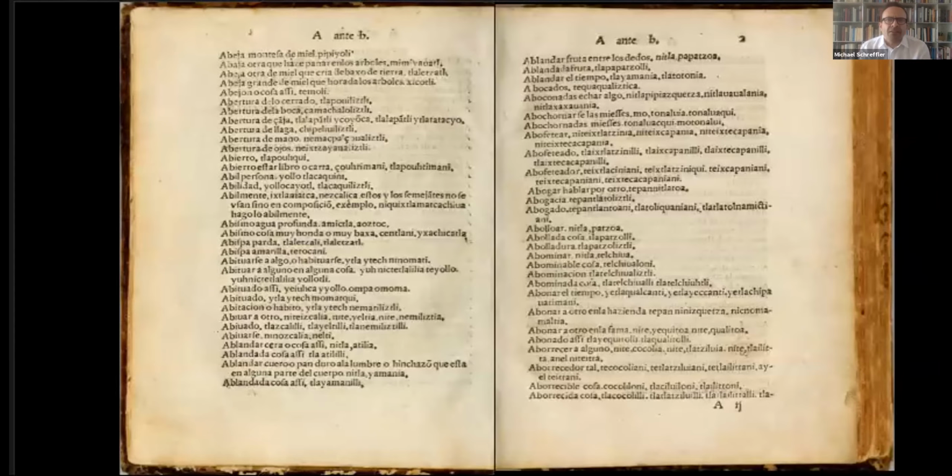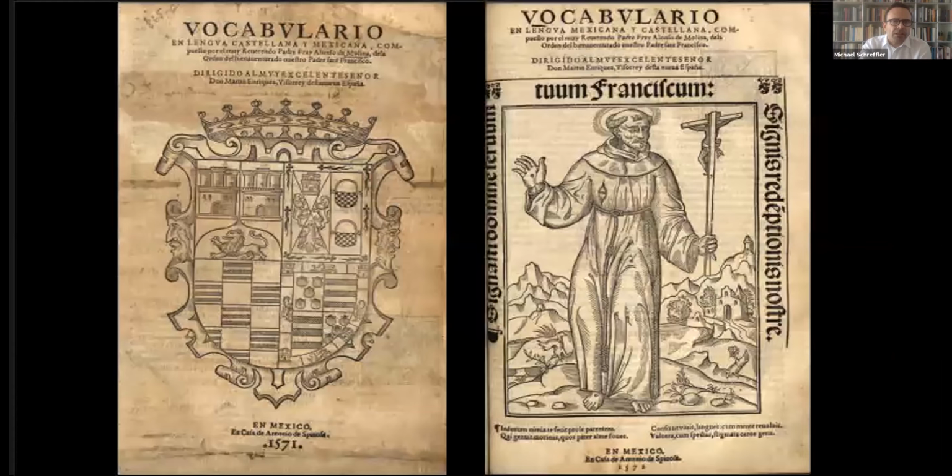Molina's vocabulario is a unidirectional bilingual dictionary. The entries are organized alphabetically in Spanish, followed by the equivalent word or words in Nahuatl. An expanded and bidirectional edition was published in 2 volumes, in Mexico City in 1571, and the Ayer collection holds those as well. Here are the title pages to the 1571 dictionaries, Spanish to Nahuatl and Nahuatl to Spanish.